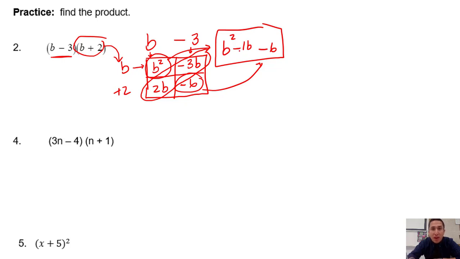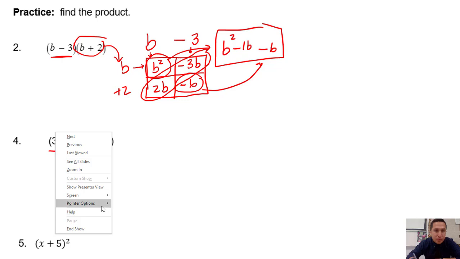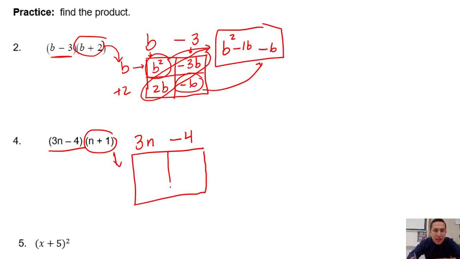Here's another one. It won't be as confusing with all these b's in here. All right. I've got a 3n minus 4 times n plus 1. Step 1 is take this first guy. I'm going to write him here on the side. It's a 3n, leave some space, minus 4. Now this next guy is going to go on the bottom right here. Let me make this guy's column. All right, split that down the middle. Good. Now it's going to be n and the plus 1 right there.